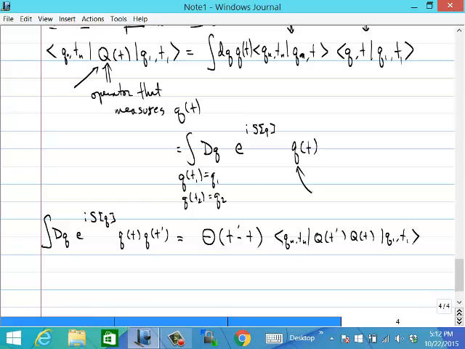However, if t happens after t prime, you need to break up this path integral into three parts in the opposite order. And so you get the opposite ordering of these expectation values.